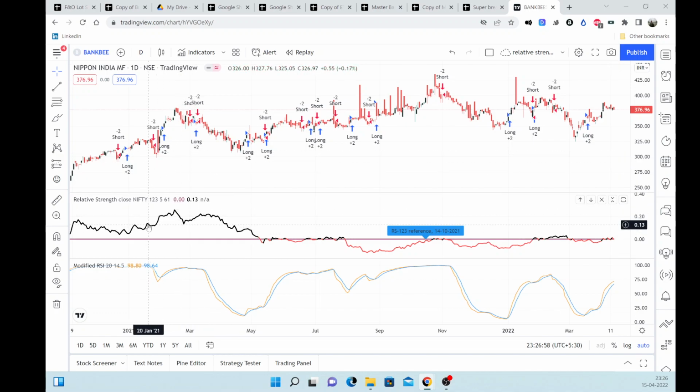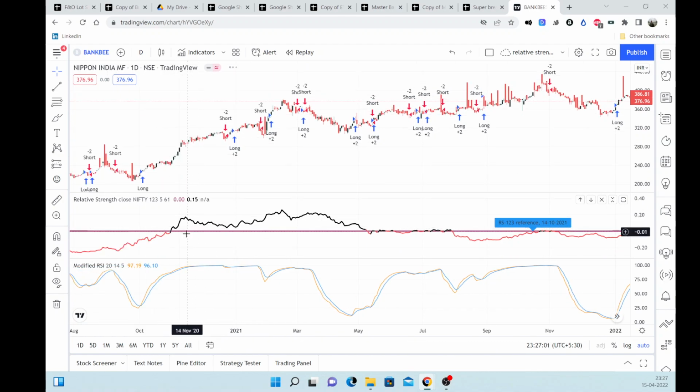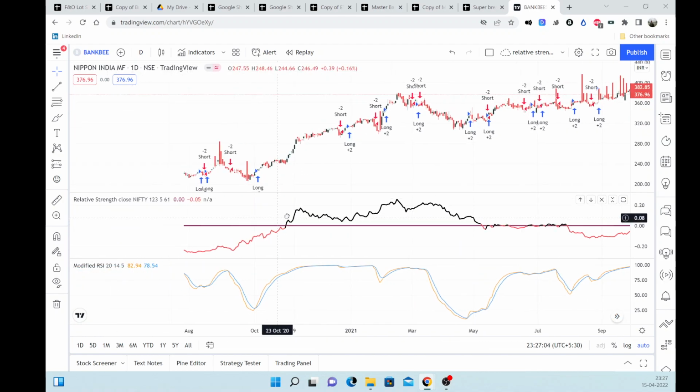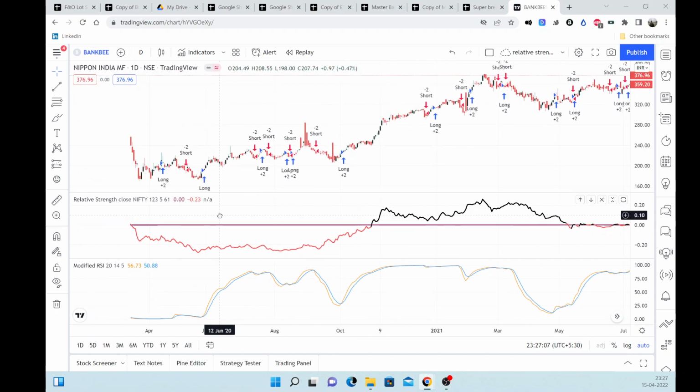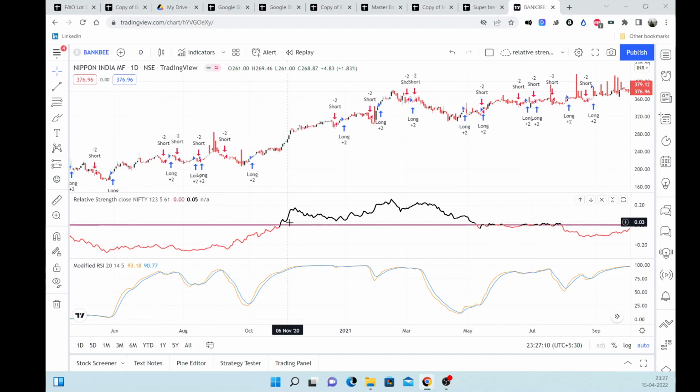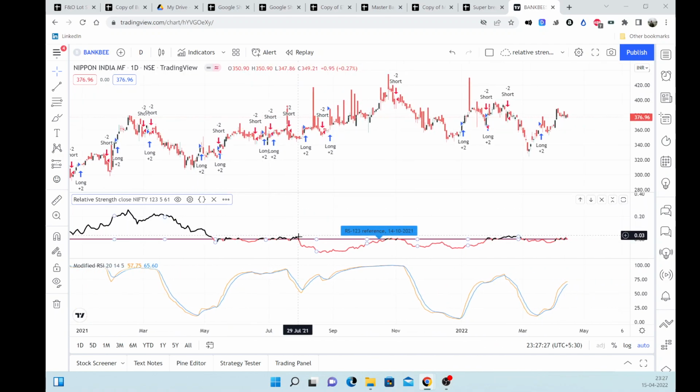Now, how this works is, when this indicator, the relative strength close to Nifty, is in red, it is not performing well. When it is in green, it means it has performed better than Nifty 50. Nifty 50 is a collection of the top 50 stocks in India. For the period 30th October 20 to 11th May 21, it performed much better than Nifty. However, since 29 July till now, it has not given great returns compared to Nifty. Nifty has performed better than this, or it's been quite flat.